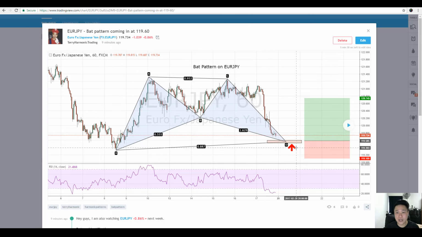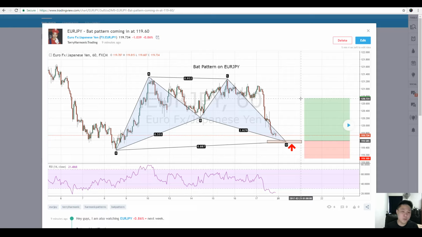It's around 119.60. What I hope is that price will come down and show a reaction around 119.60. Once it shows a reaction, bullish divergence, oversold on the RSI, a pin bar at this level, I will be interested to go long on the Euro Yen with my stop loss around 119.10. I expect this to easily move to the previous support and resistance level around 120.70. That's my profit target.